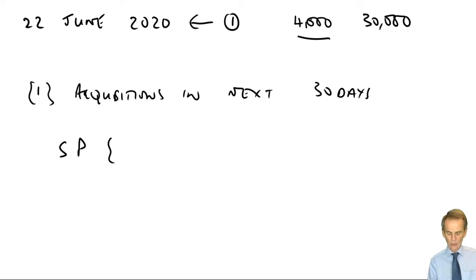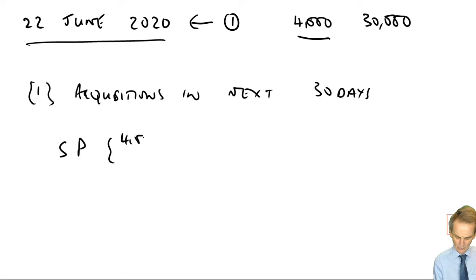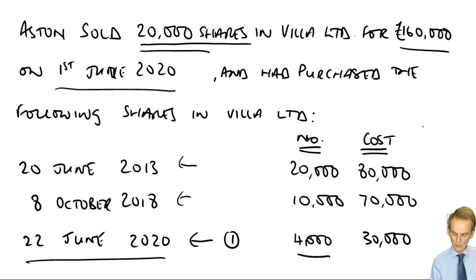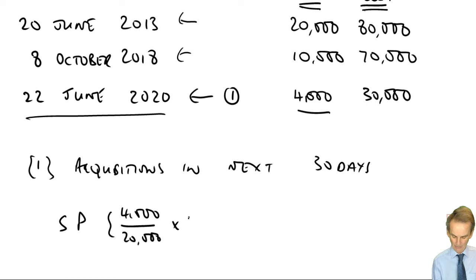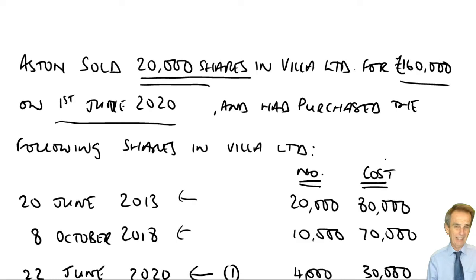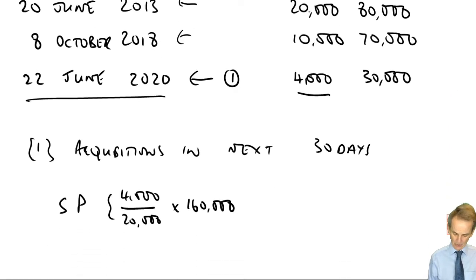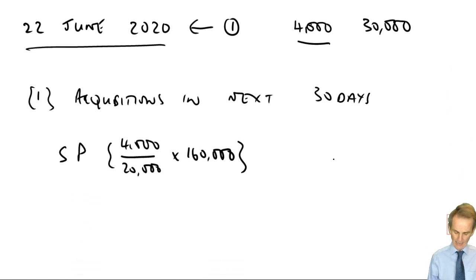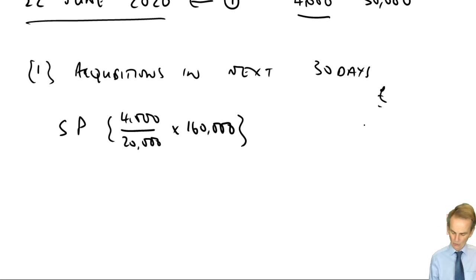Therefore, acquisitions in the next 30 days, there it is, the 22nd of June 20, that's 4,000 shares out of 20,000 shares sold, times the sale proceeds, and that figure was £160,000. I've given you basically 20,000 shares sold for £160,000, so that's basically £8 per share. So this 4,000 shares, when you take that fraction, is going to come out to, I think, £32,000.